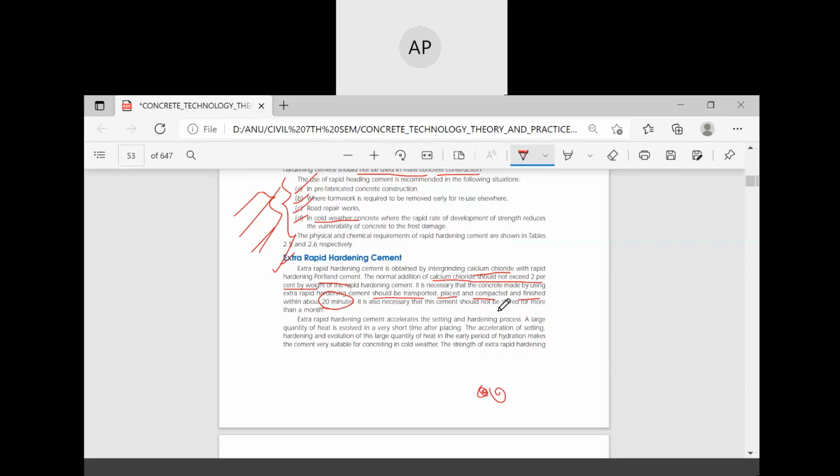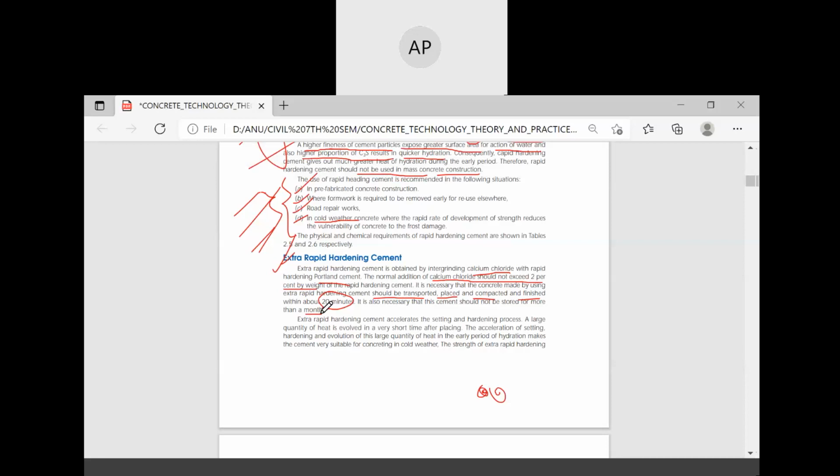It is necessary that cement should not be stored for more than a month. ज्यादा दिन तक सीमेंट स्टोरेज करके we don't use that type of cement. Not after a month. What will happen? The cement reacts with air and ultimately loses its strength. That's why we cannot use cement which is stored for more than a month.